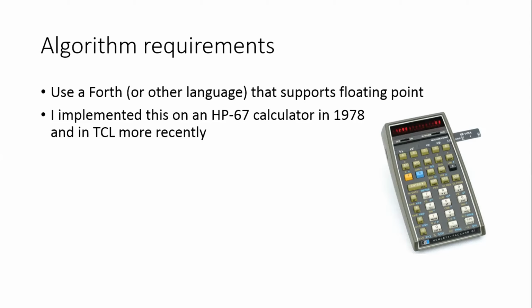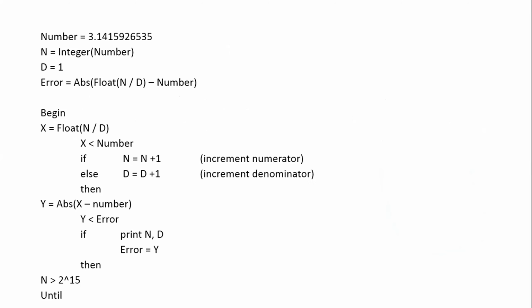And more recently, I did it in TCL because that was a language I was working with and had floating point. And so here's the pseudocode. You start with the number up on top here, and you define the initial value of n to be just the integer, the 3 part, and the initial d, the denominator, to be the 1 part. And you calculate the error by doing the floating point division, subtracting it from the number, and taking the absolute value. And then you're in a loop where you divide the current n by the current d, and you take a look and see how close it is to the number.